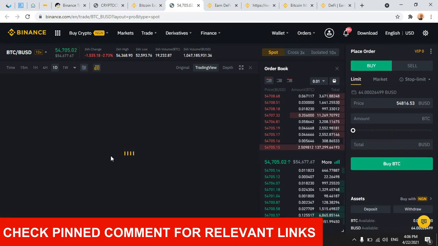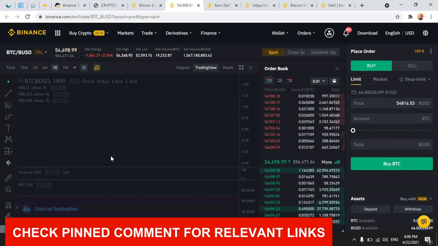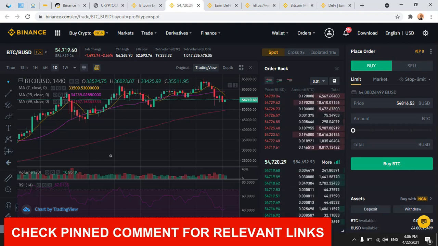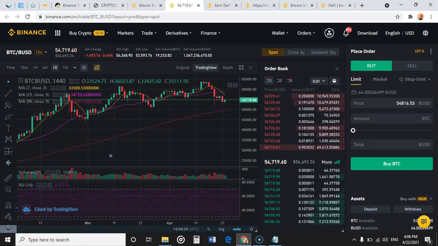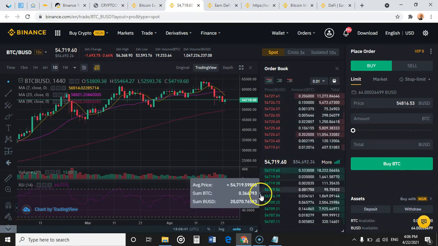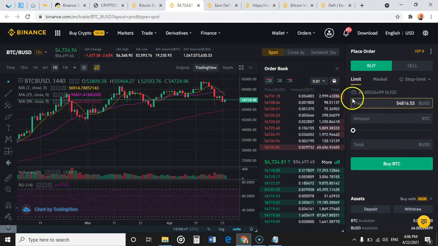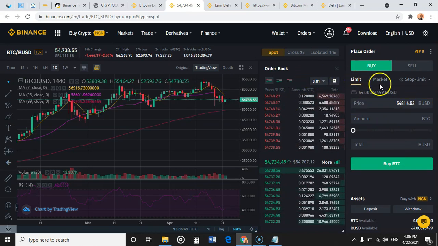Now, understanding the charts and taking advantage of price fluctuation is a different ball game. I'm going to teach you what to do to take advantage of the price fluctuation also. But now look at this. This is limit. This is market. This is stop limit. Now I'm going to focus on buy limit.